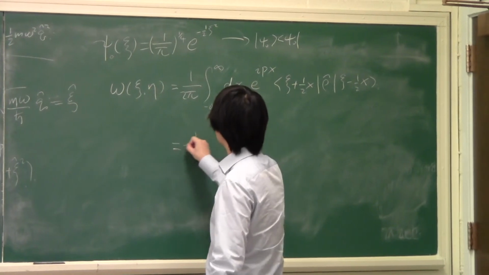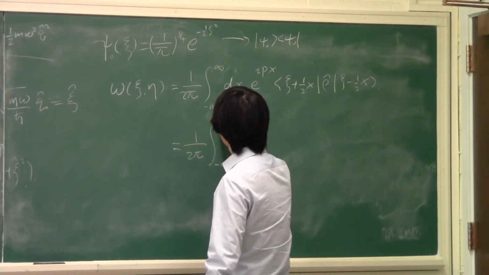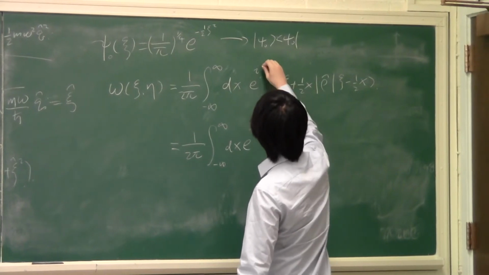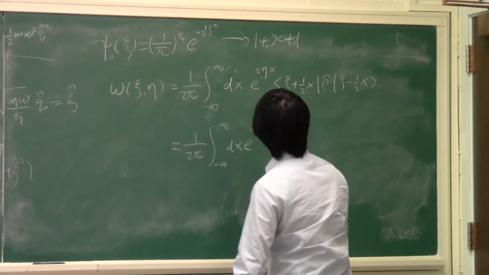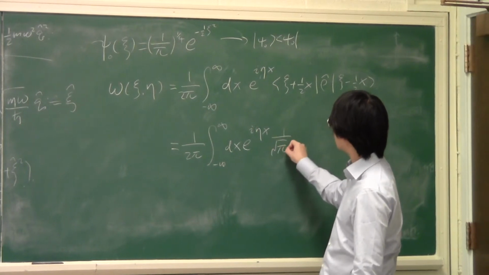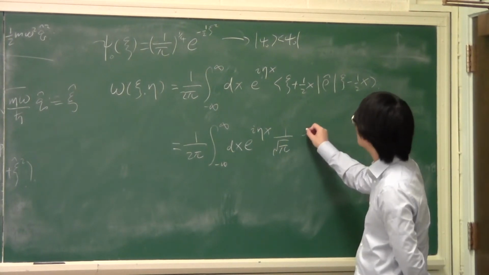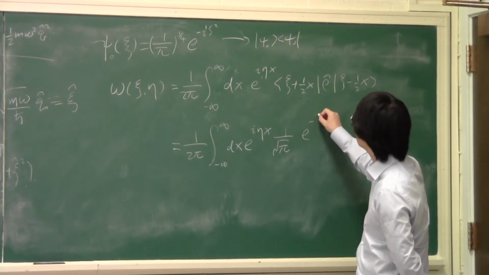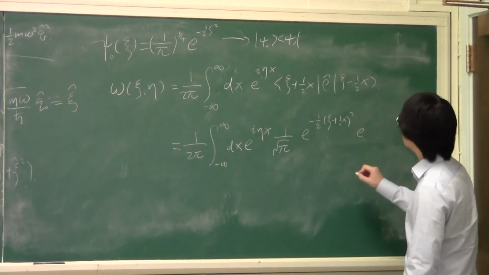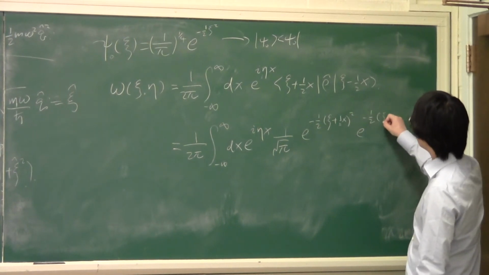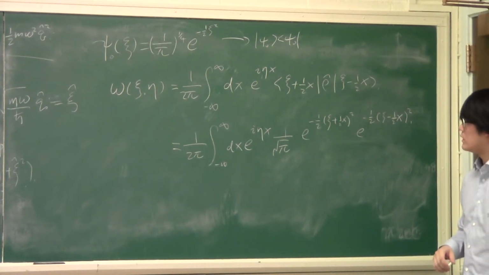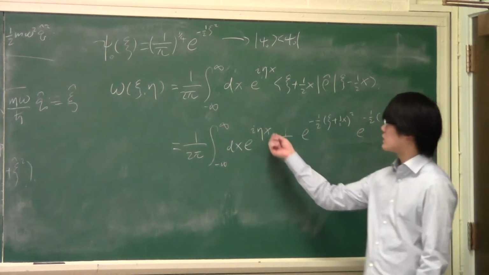So this is equal to 1 over 2 pi. Oh, sorry, this should be eta, not p. Eta x. And then we have a square root of pi coming from that, 1 over square root of pi. And also we have e to the minus 1/2 (c plus 1 over 2x) squared. So in the end, we just get a Gaussian integral with this complex factor.